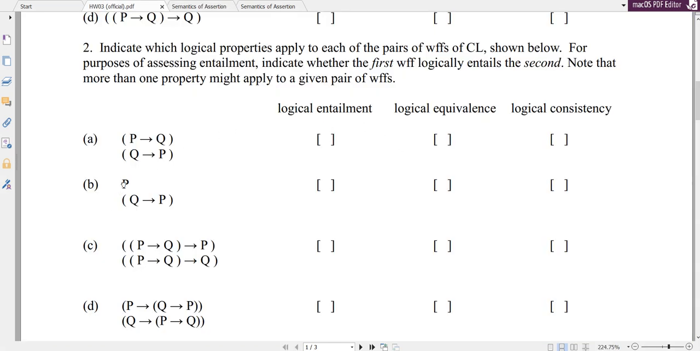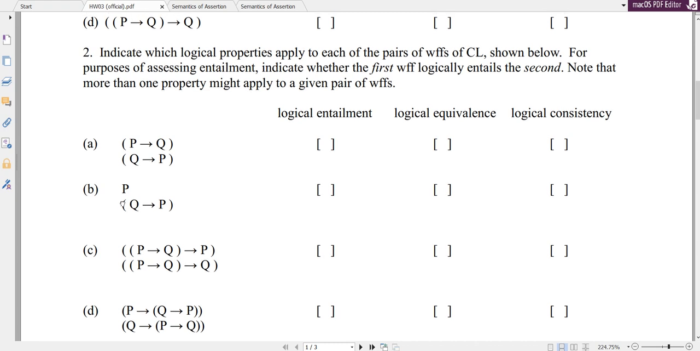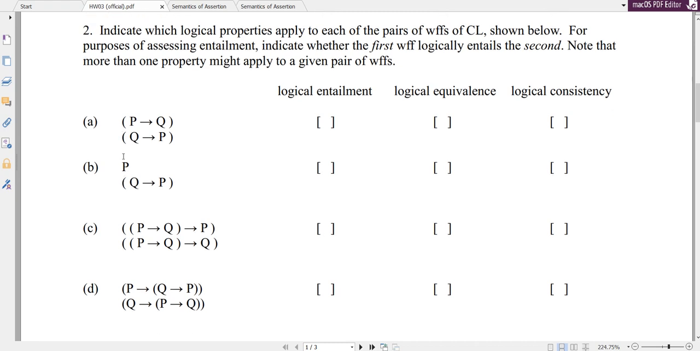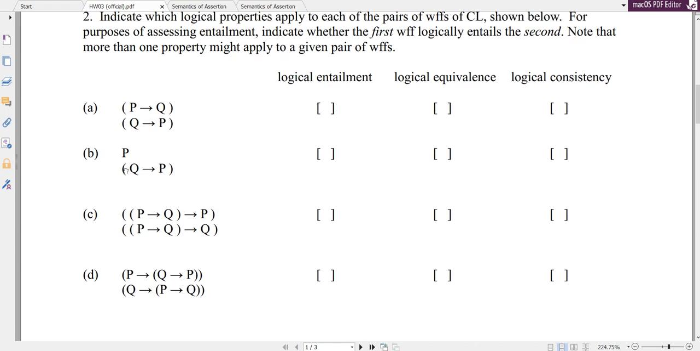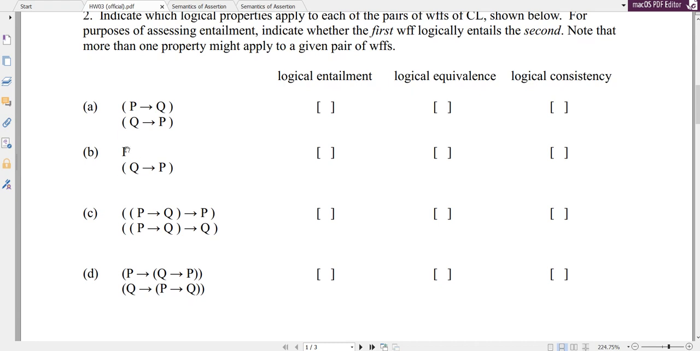Okay, so whenever P is true, is this going to be true? Answer that question. Now, if you can figure that out, you might want to think, well, does equivalence hold? Then you would have to figure out whether or not entailment goes from this one. Whenever this is true, is this true?